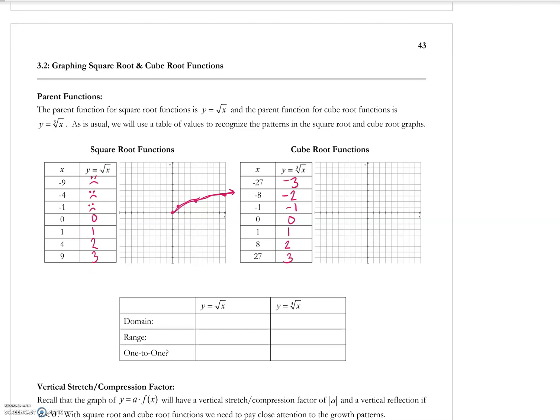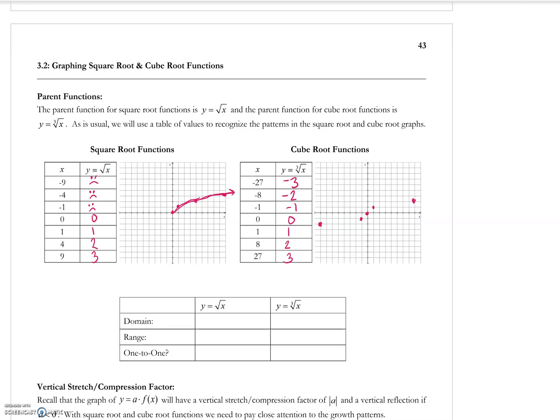So in this case, I don't have a restriction on my x values and I don't have a restriction on my domain. So that means I can graph all of these points if there's room. I'm probably not going to have room to graph that (-27, -3), but I bet I can fit (-8, -2), (-1, -1), (0, 0), (1, 1), and lastly (8, 2): 1, 2, 3, 4, 5, 6, 7, 8, and up 2.